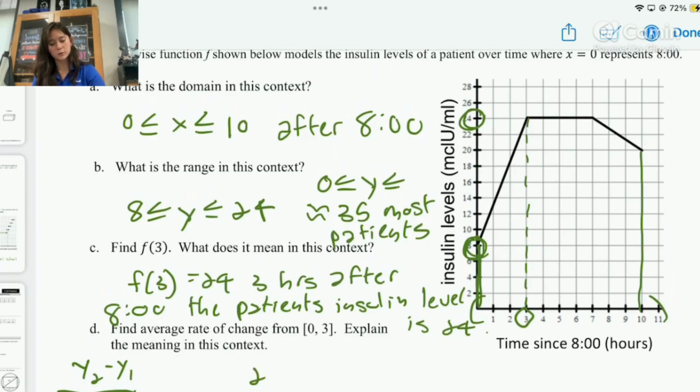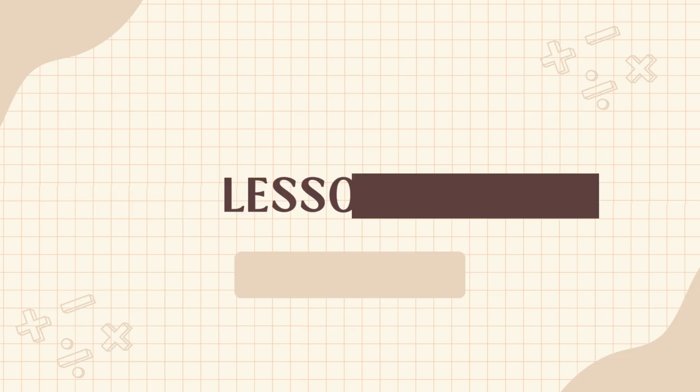y2 would be 24, and then on the bottom, x2 would be 3. And then when we're finding 0, we just go up and we see that it's 8. So we're going to do 24 minus 8 over 3 minus 0. So this looks like it'll be 16 over 3, which is about the same as 5.333.